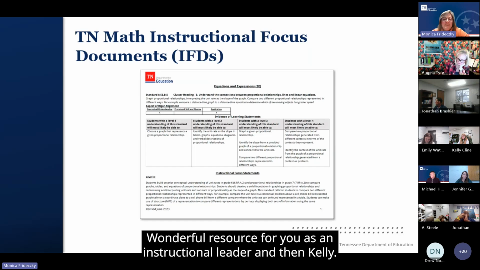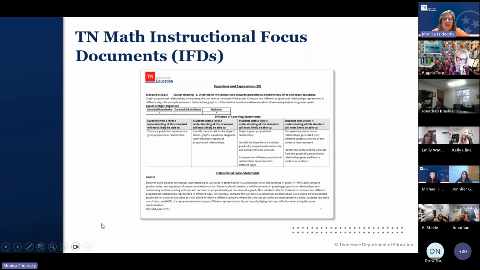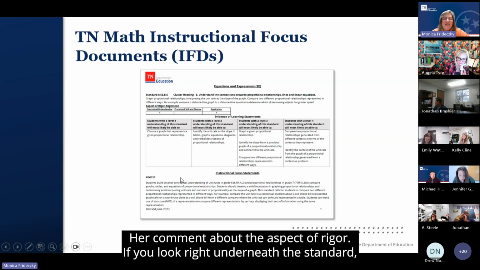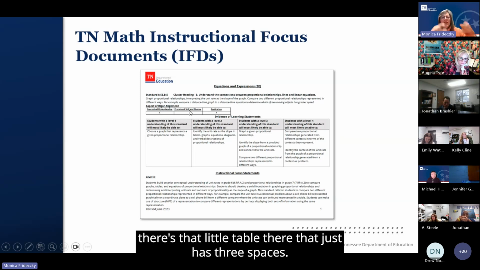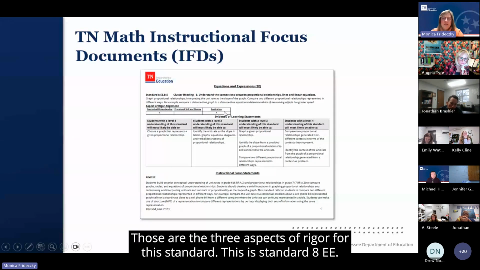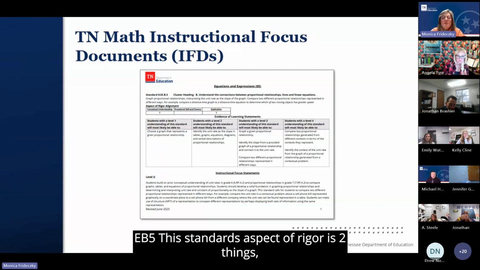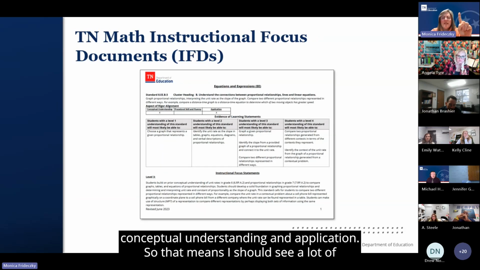And then Kelly, her comment about the aspect of rigor. If you look right underneath the standard, there's that little table there that just has 3 spaces. Those are the 3 aspects of rigor. For this standard, this is standard 8 EEB5. This standard's aspect of rigor is 2 things: conceptual understanding and application.